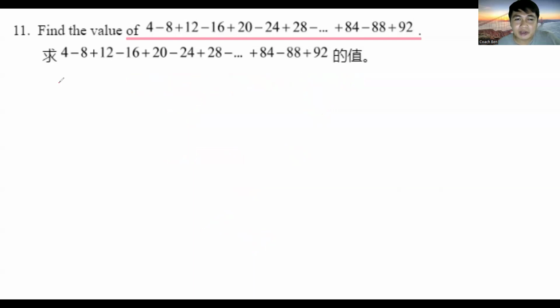So number 11, find the value of 4 minus 8 plus 12 minus 16 plus 20 minus 24 plus 28, up until you have 84 minus 88 plus 92. Okay, I see Aiden is raising his hand. Aiden, do you want to answer? Sorry, sir, I forgot to lower my hand. Okay, how about Jaira, do you want to answer? Yes. Okay, go ahead.